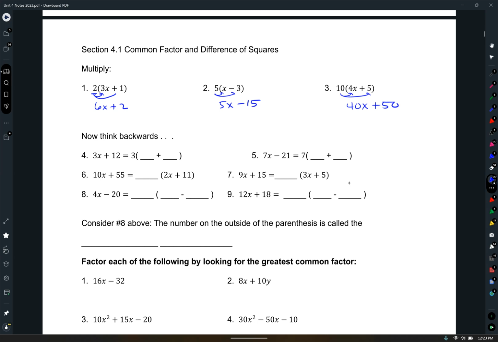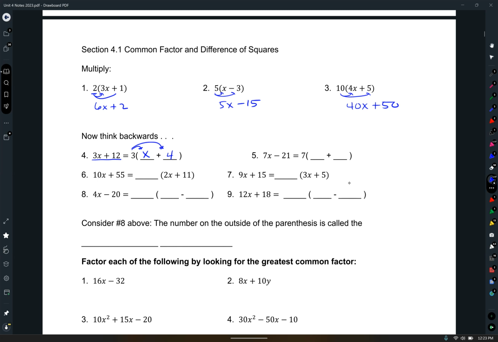But what if we want to think backwards? What if I know that I'm going to end up with 3x plus 12, and I know that there was a 3 out in front? Then does it make sense that the first term I know would have had to be an x, and then the second term would have had to be a 4, because when I distribute that 3, it's going to take me to the 3x plus 12.